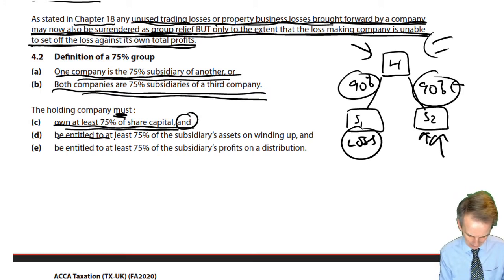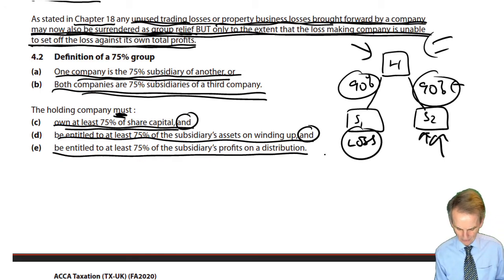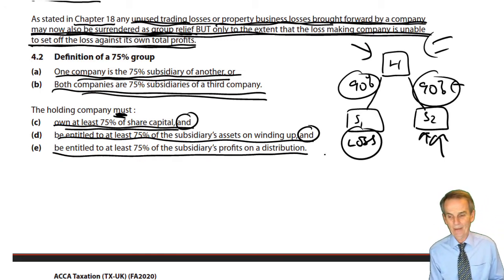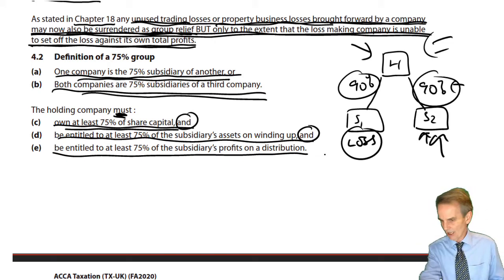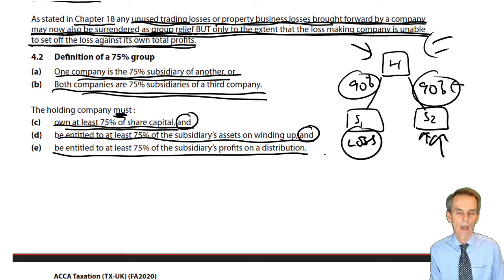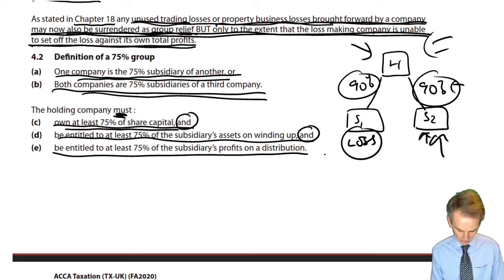And be entitled to at least 75% of the sub's assets on winding up, and be entitled to at least 75% of the sub's profits on a distribution. Now, again, in any practical example with numbers, it's going to be, here are the shareholdings, and that's it. And either you do satisfy the 75% shareholding or you don't. Simple as that. But again, a narrative, rule-based objective testing question could be testing you out on, do you know those two other provisions as well?